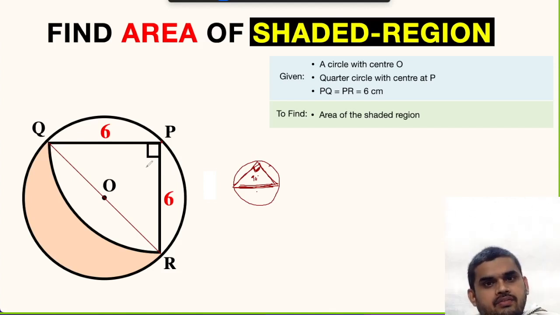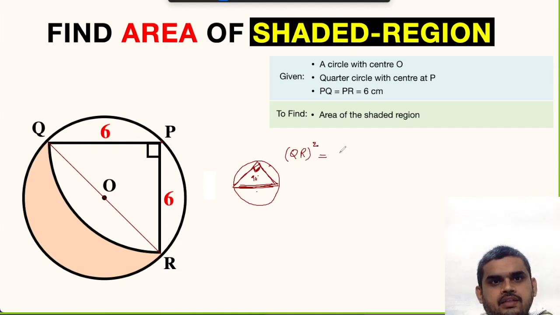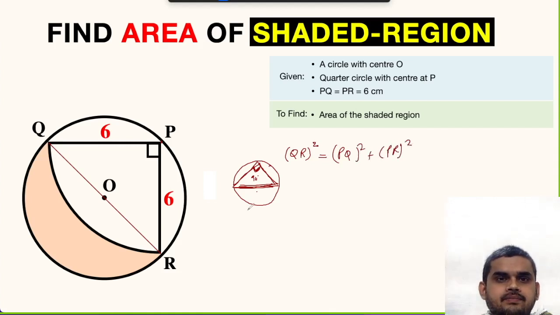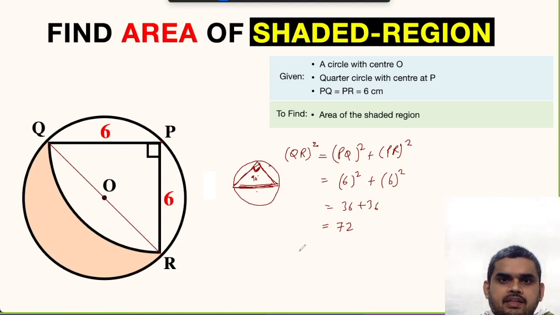Now, if we see this triangle PQR, it is a right angled triangle. So here we can apply the Pythagorean Theorem in order to get the value of QR. Let us write QR squared is equal to PQ squared plus PR squared. What is PQ? 6 squared, plus PR is also 6 squared. So this is 36 plus 36, and this will be 72. So QR will be square root of 72 or 6 root 2 centimeters.